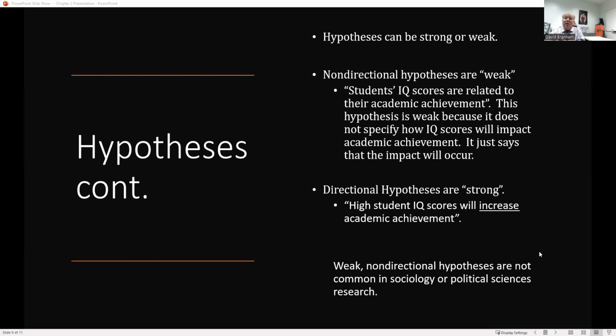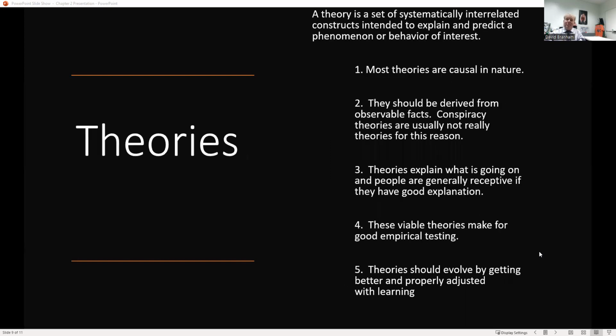Theoretically, you want a strong theory behind you. A strong theory would have, in almost every case, with rare exception, a strong hypothesis and a strong theory will have a direction where you will see which direction it'll go. So weak non-directional hypotheses are not really common in sociology or political science research. In most cases, they have a direction and they're strong.